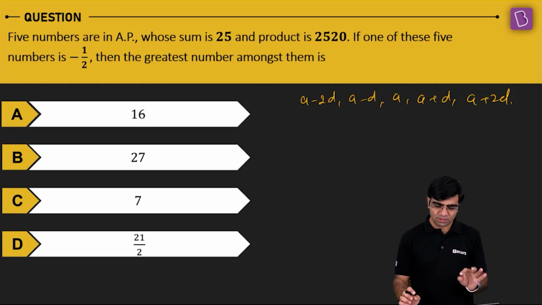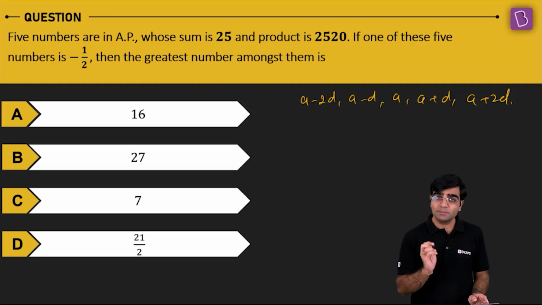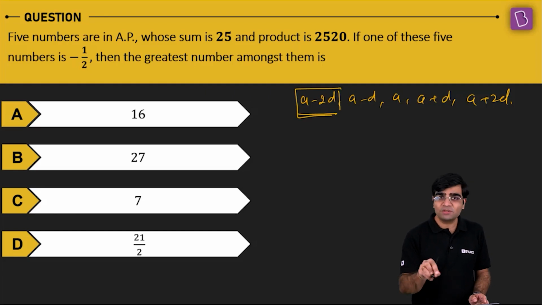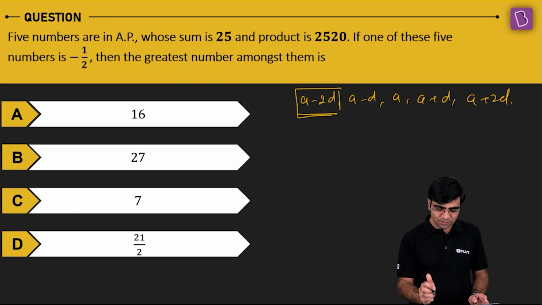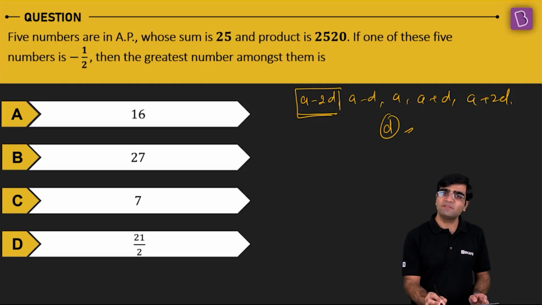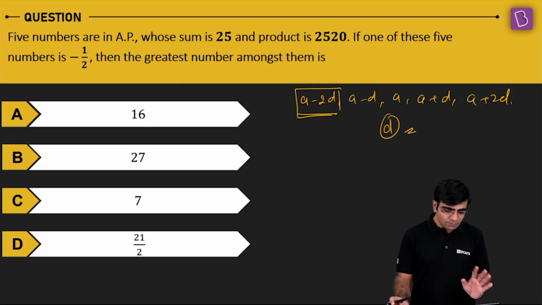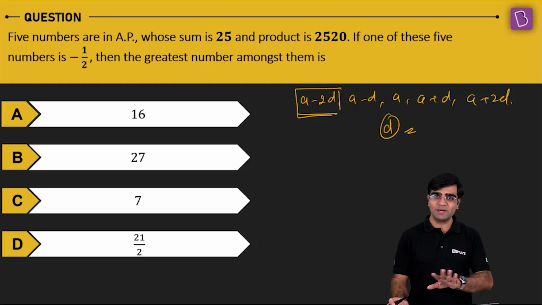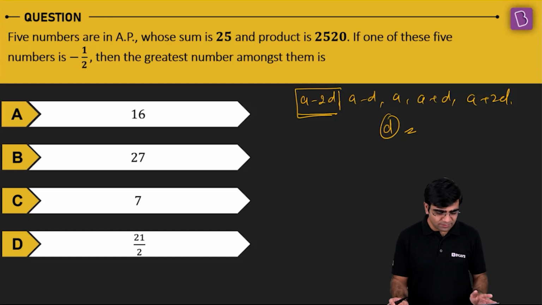Okay, so I have ensured this. Now please remember, in this AP, this term is actually the first term. A is not the first term, right? This is the only thing that you have to be careful about, and d is the common difference. All right. Okay, now it says that whose sum is 25. Now, see, this is going to get me the advantage. Product will also give me the advantage because I have the format of a minus 2d, a plus 2d, a minus d, a plus d. Are you getting the point why I am stressing upon this?